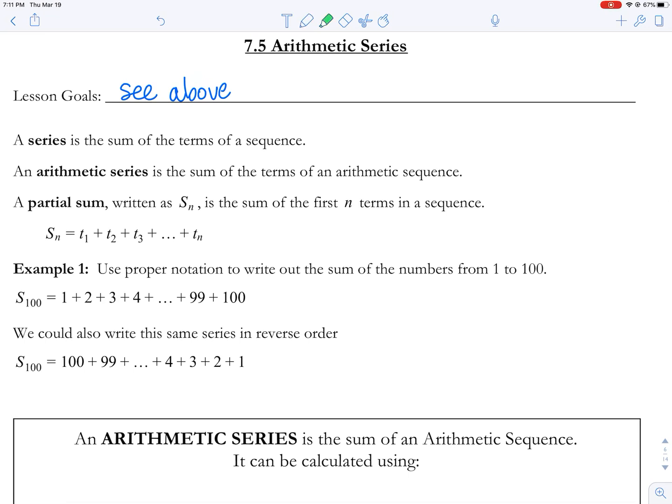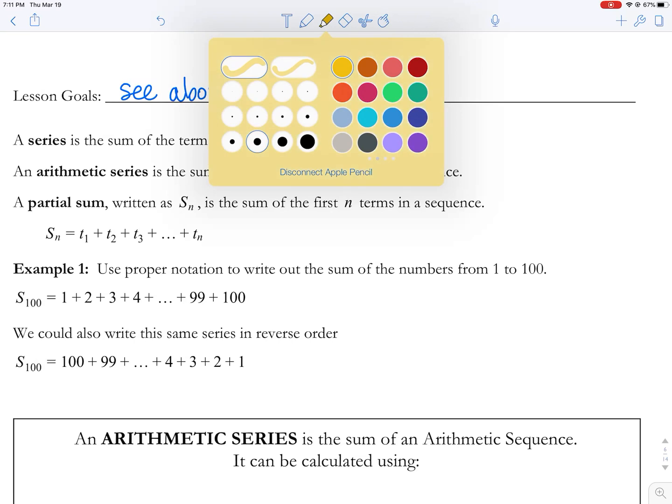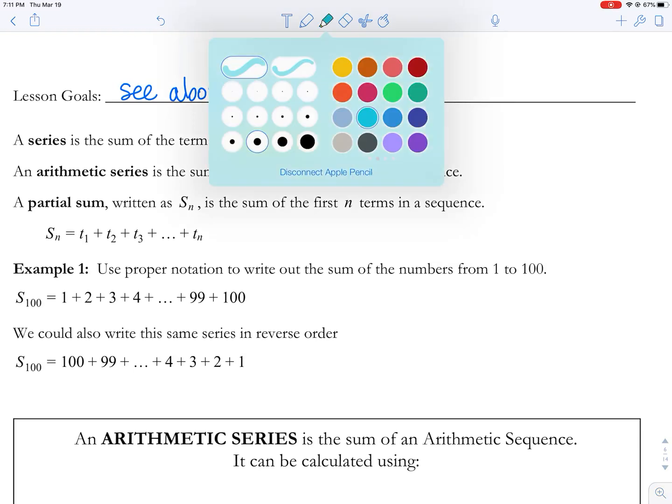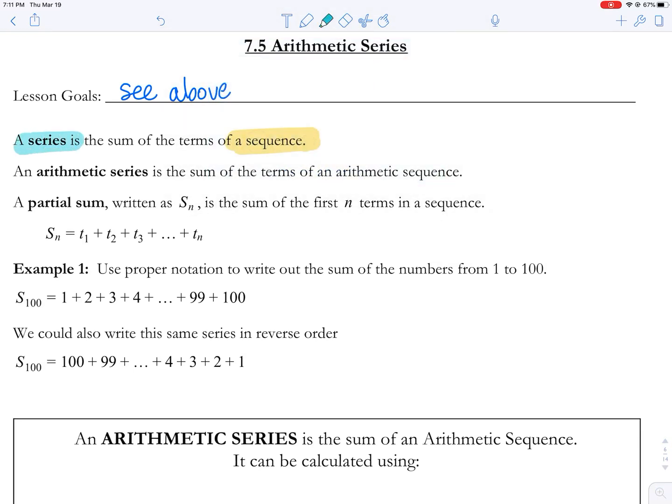So last lesson we talked about a sequence. A sequence is just an ordered set of numbers. And now we're going to have our new word, a series. The series is the sum. So the key word there is the sum. So we're going to add them up. It's the sum of all the terms in a sequence.